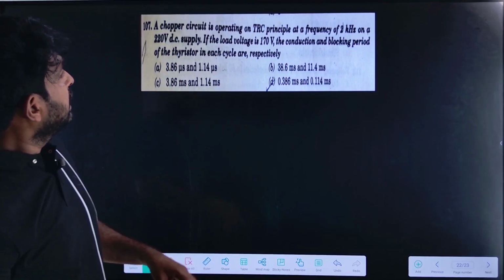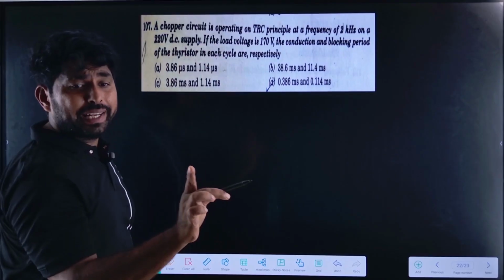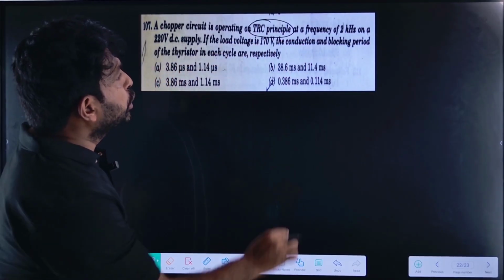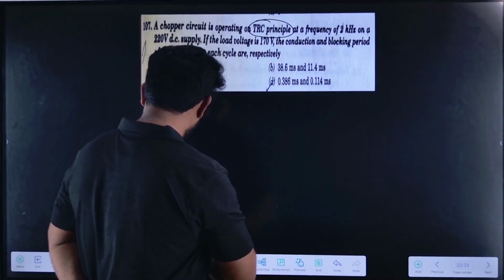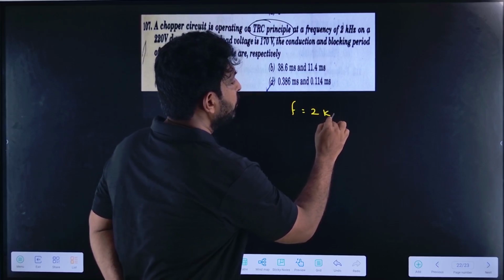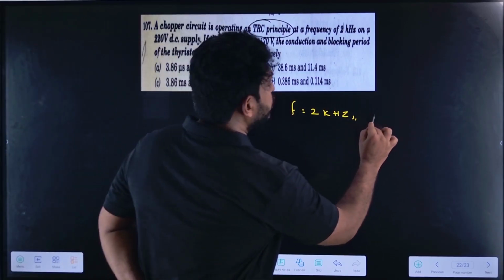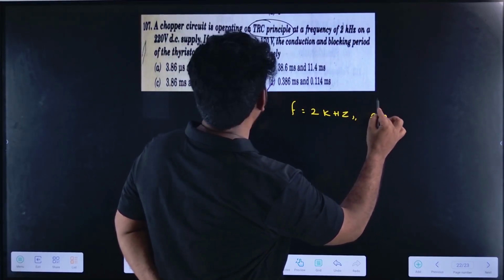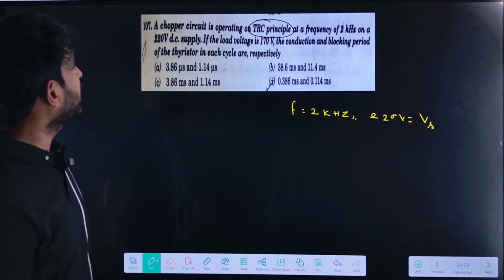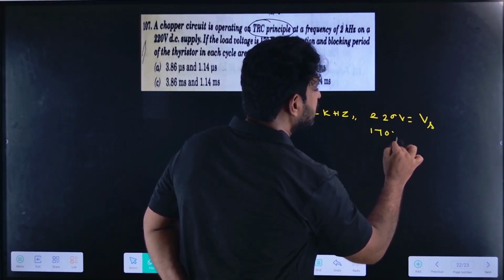So, let us see. Here the chopper circuit is operating on the TRC principle, time ratio control principle. Frequency is given as 2 kHz. Supply voltage is given as 220 volts DC, so Vs equals the supply voltage. Load voltage is given as 170 volts.